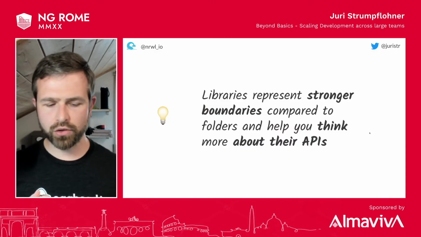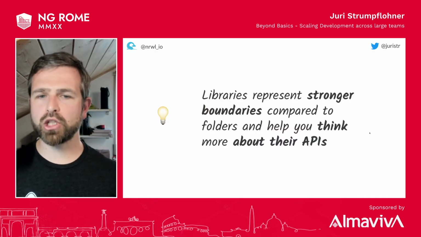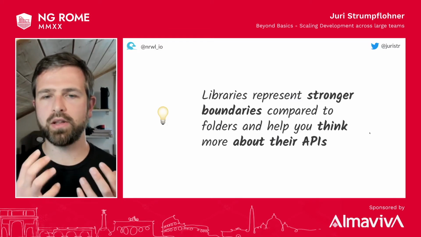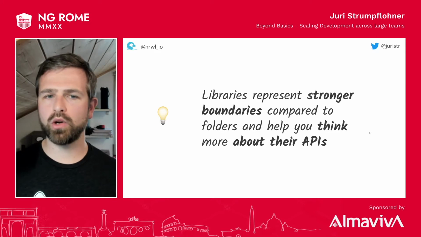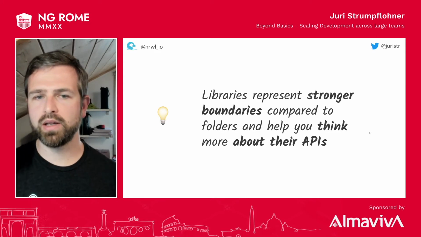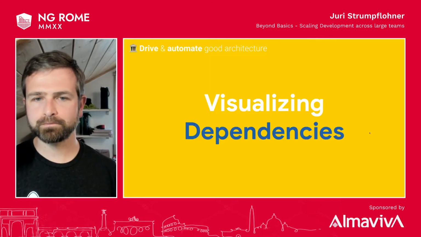So in general, if you take a look here, libraries represent a much stronger boundary compared to folders, especially because you have to explicitly think: what is my API? What do I want to export? And what do I want to have private within my feature boundary?